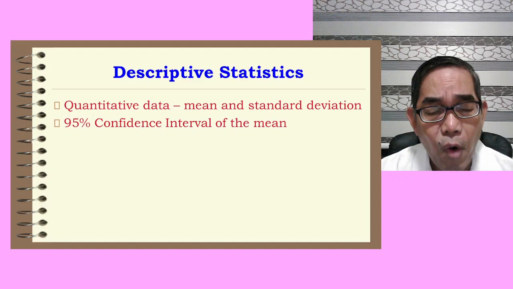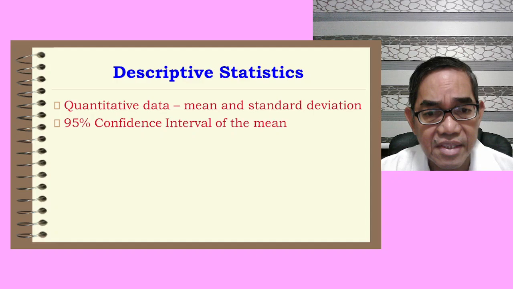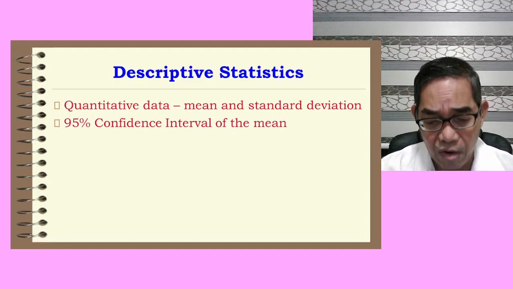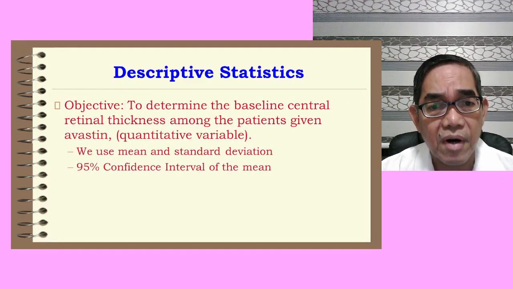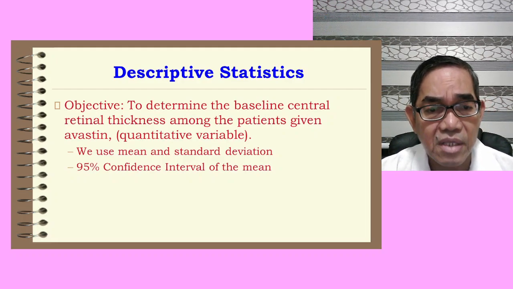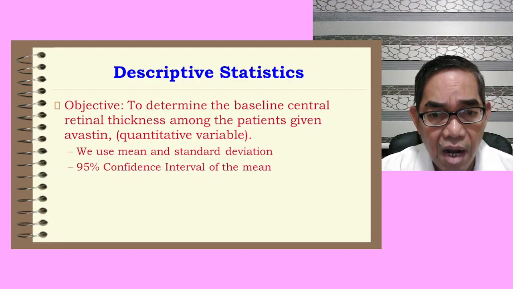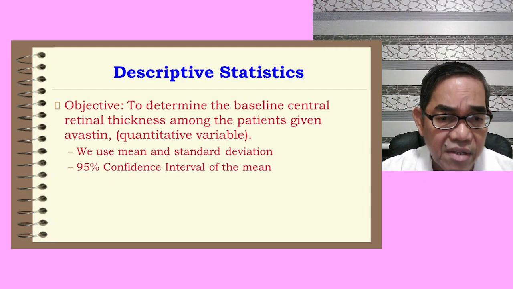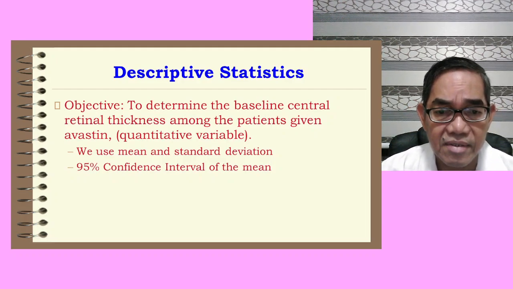Now, for quantitative data, we talk of the mean and the standard deviation. And we can also calculate the 95% confidence interval of the mean. For example, if this is our objective, to determine the baseline central retinal thickness among patients given Avastin, central retinal thickness is a quantitative variable, and so we use the mean and the standard deviation, and we can also calculate the 95% confidence interval of the mean.